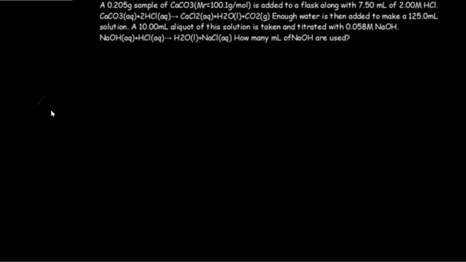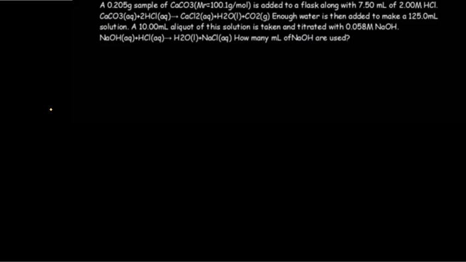Okay, so in this question they want us to find the volume of sodium hydroxide used. The volume of sodium hydroxide used to titrate, in other words, to neutralize the excess acid. So how do we go about that?